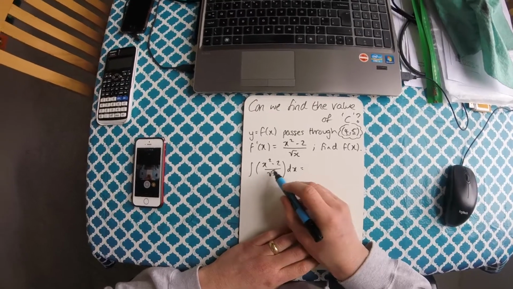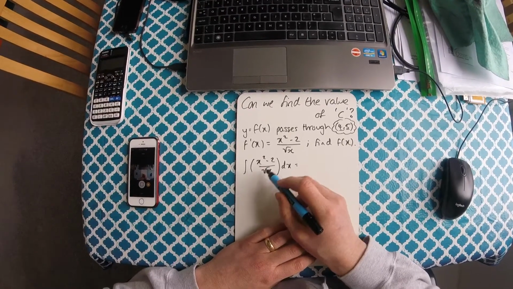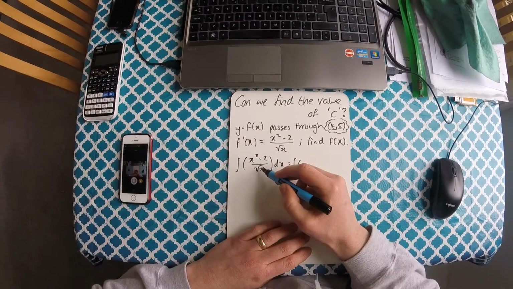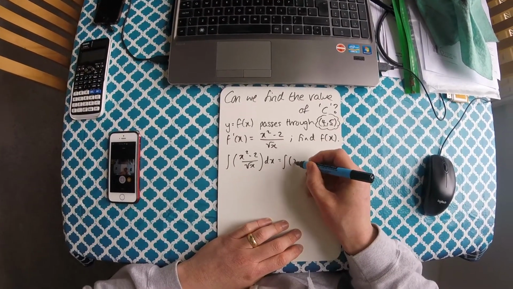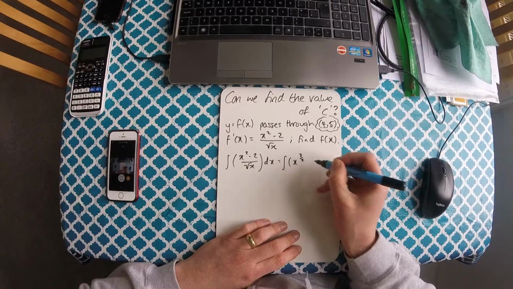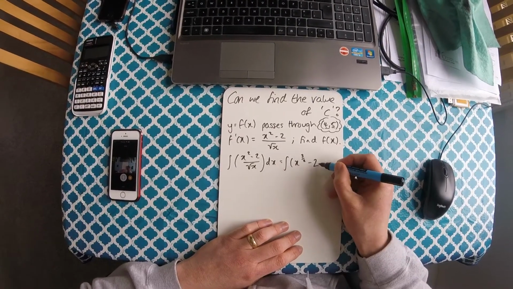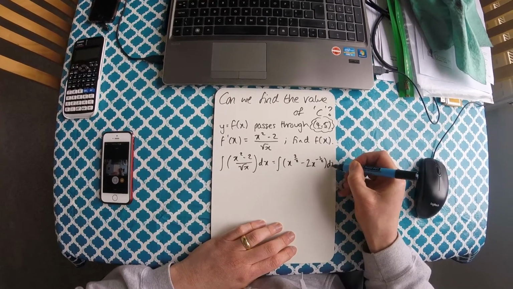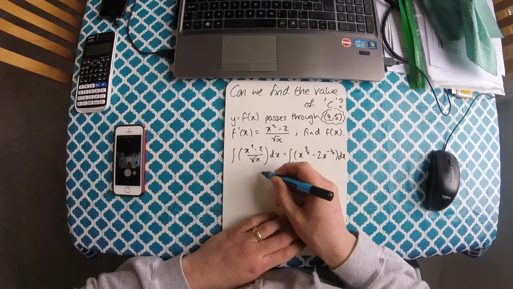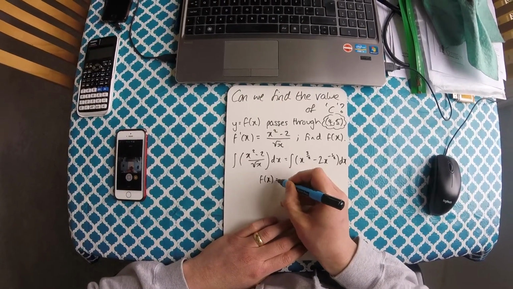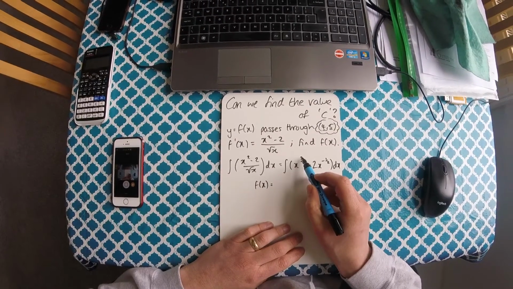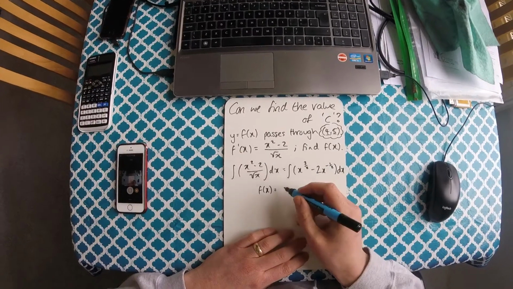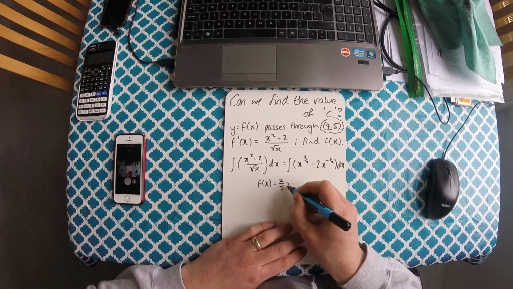And we don't want x on the denominator, so we're going to divide each of these in turn. So x squared divided by x to the power of a half is going to give me x to the power of 3 over 2. And then minus 2x to the power of minus a half, with respect to x. And that then tells me that f(x) is going to be equal to, well, increase the power by 1 is 5 over 2. Divide by 5 over 2 is the same as times 2/5.